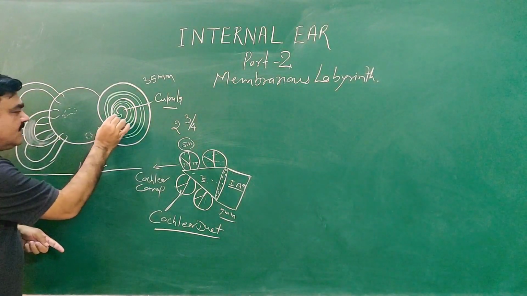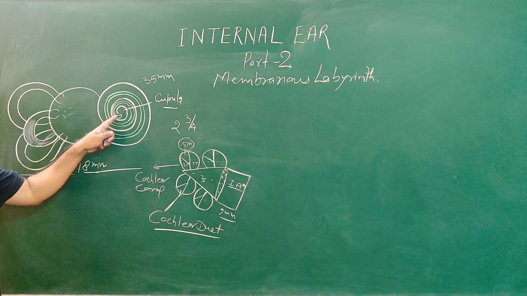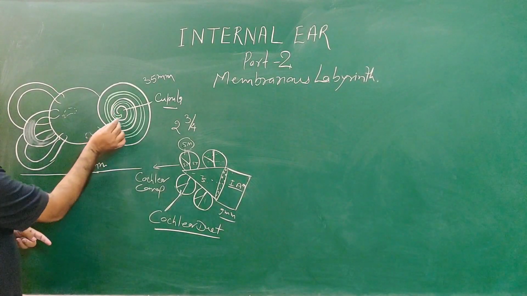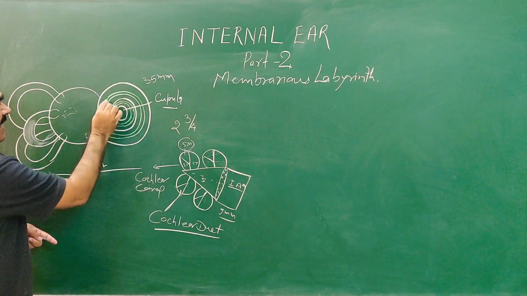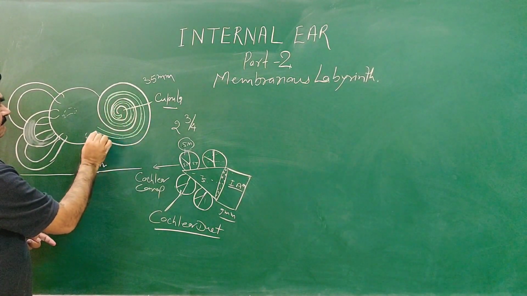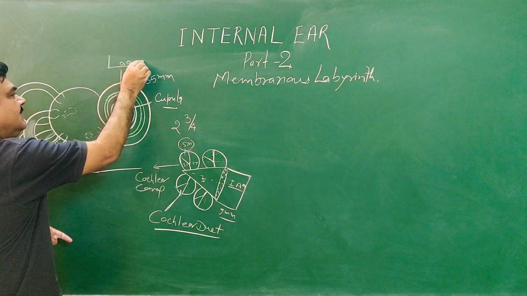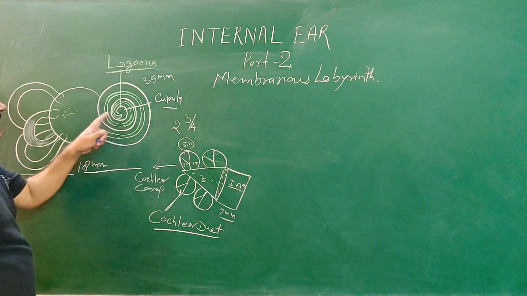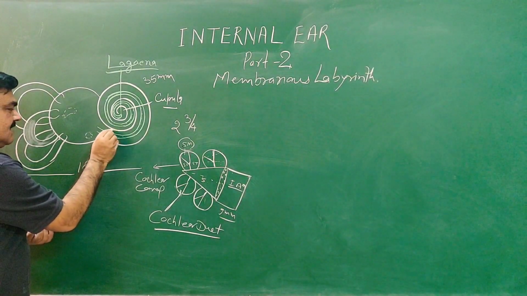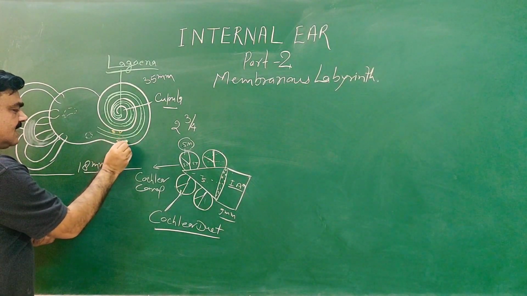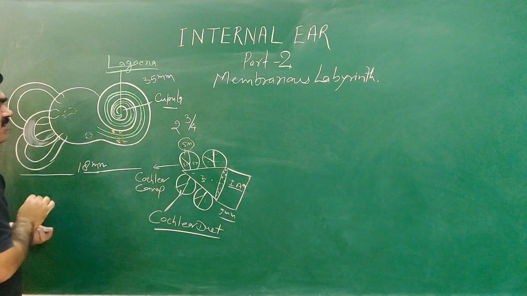Here you can see this cochlear duct at the apex, at the cupula. This is blind. This cochlear duct is blind here. It ends here. This blind part is known as the lagena. This part is scala vestibuli, this is scala tympani, and this is scala media, or the cochlear duct.